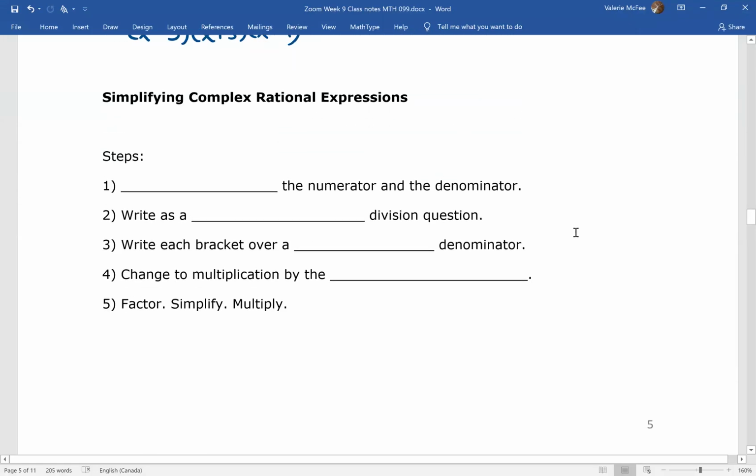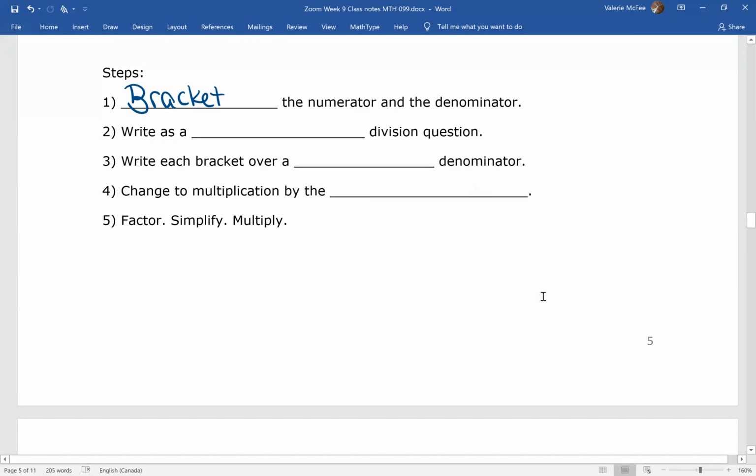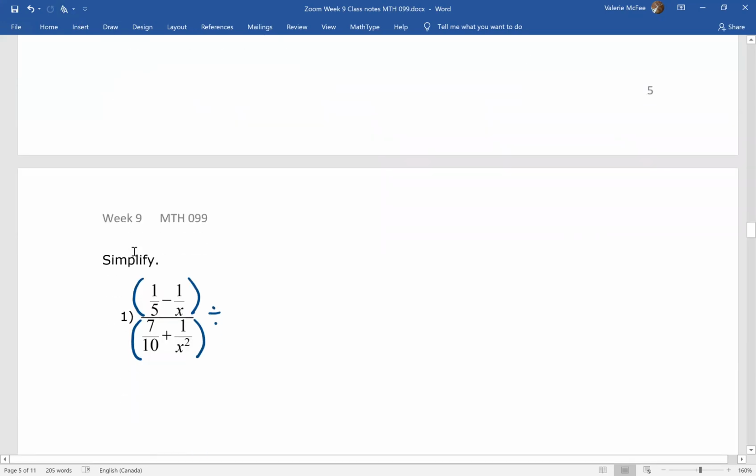The first step is to bracket the numerator and the denominator. We do this to remind ourselves that these belong together. Now we can see we have a division question, the numerator divided by the denominator. And in fact, the next step suggests that we can write this as a horizontal division question. If you know how to solve this as a vertical division question, you can go ahead and do so. But if we solve it as a horizontal division question, we'll be doing it the same way we did all of our other division questions.